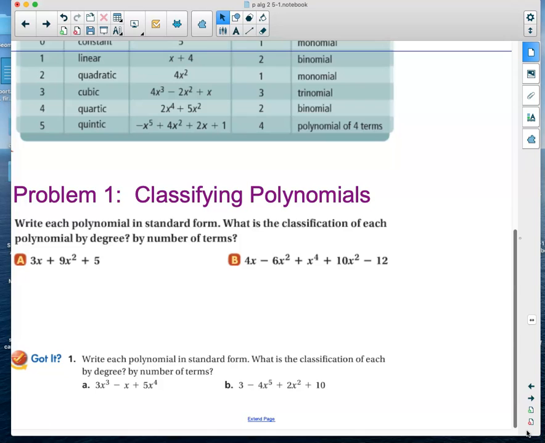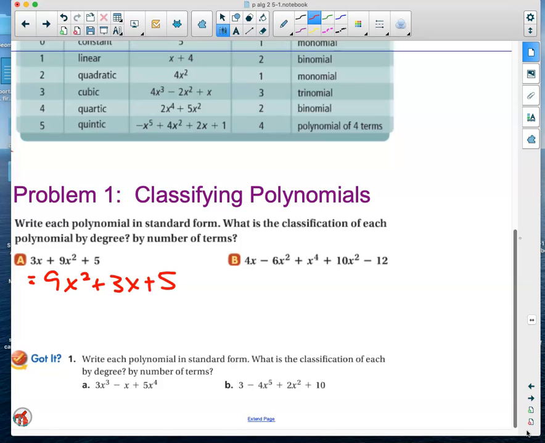So, problem 1 says we're going to classify these polynomials. Write each polynomial in standard form. Yeah, that's step 1, always. What is the classification of each polynomial by degree? So tell the name according to the degrees, and then by the number of terms. So first things first, standard form. I notice that the x squared is the biggest power of the x. That needs to go in front. Then the 3x to the first, and then the constant that doesn't have any x with it. So there it is in standard form.